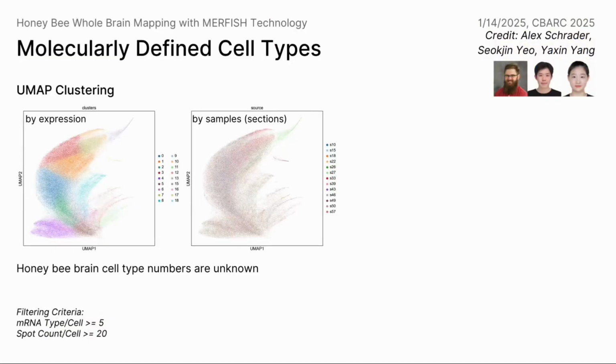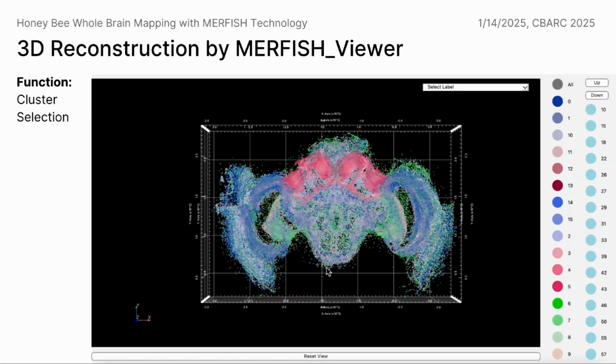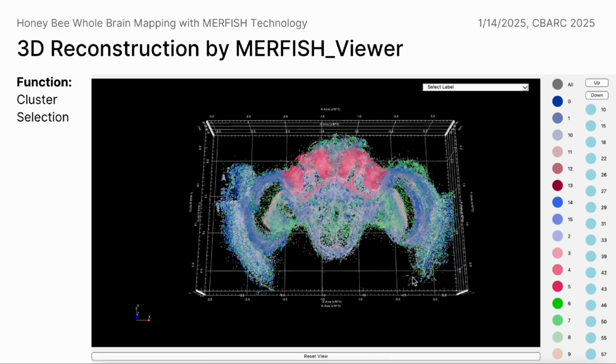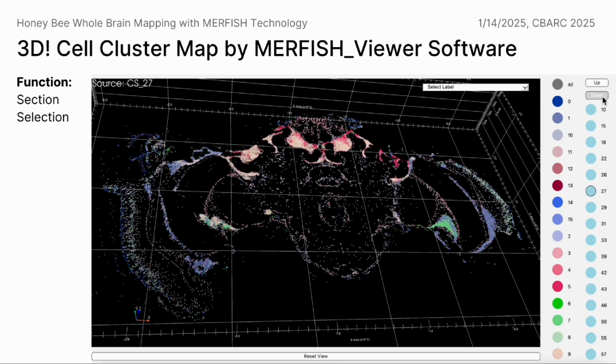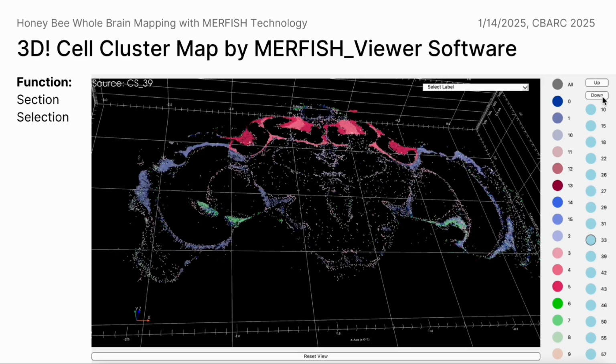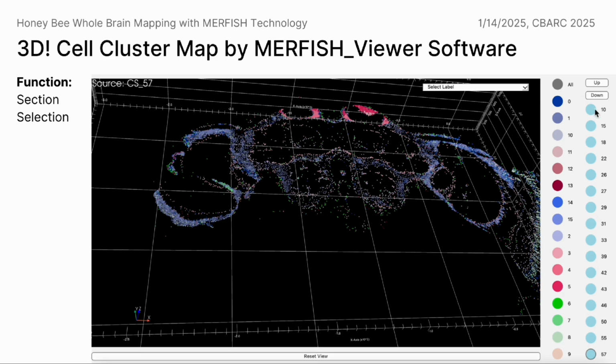Now let's move to the UMAP projection. Each point here is a single cell placed according to its gene expression profile. Cells that cluster together share similar gene expression patterns, and we can color them by cluster identity. Here's the dataset after aligning across sections. When we take those clusters and plot them back into their original coordinates, we get a spatial map. This shows us exactly how different cell types are arranged within the brain and where transitions happen between molecular identities.